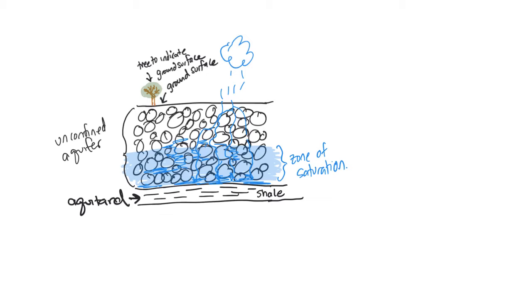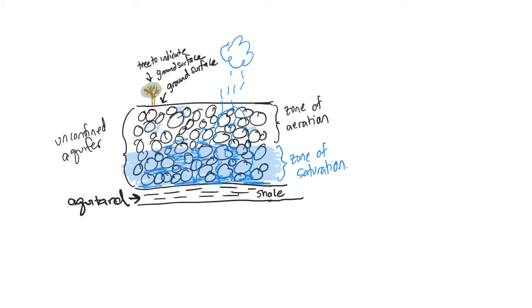Above that, we have an area where the pore spaces have some water in them, but are not completely full of water. This is the zone of aeration. Note that the zone of aeration is not an area where the pore spaces are full of air, and it is not the actual air itself. It is just part of the aquifer where there's some water in the pore spaces. Oops, that should have been blue. So some water in the pore spaces, but the pore spaces are not totally full of water.